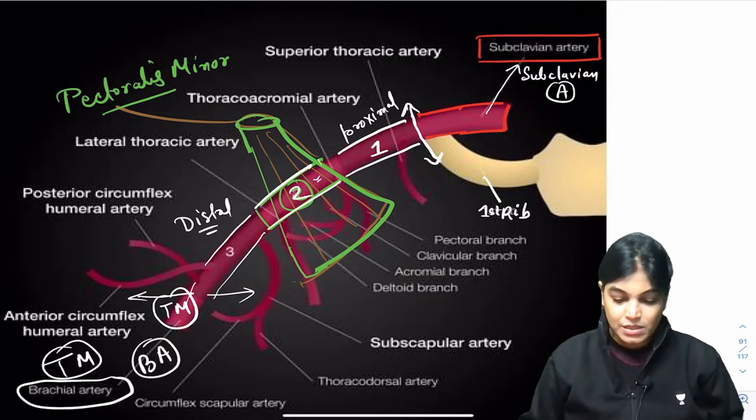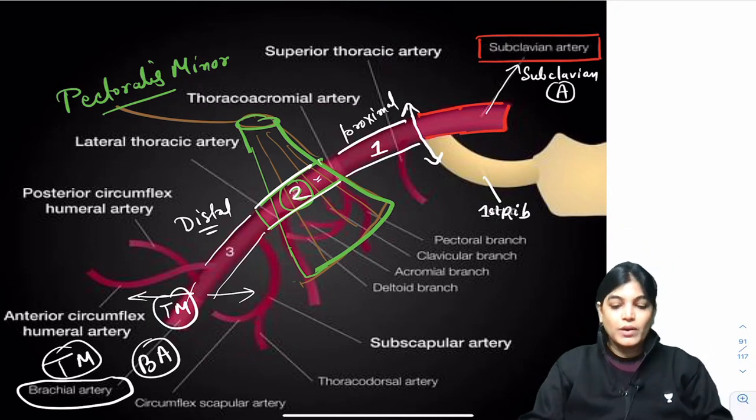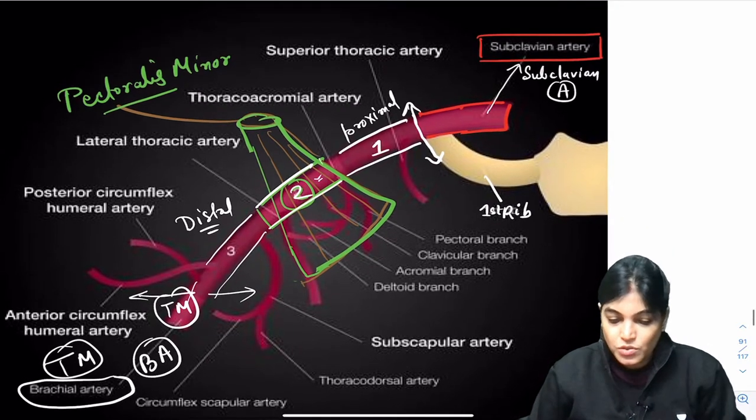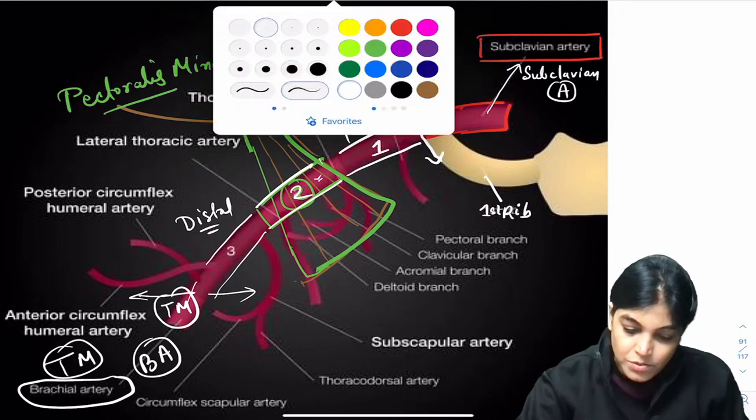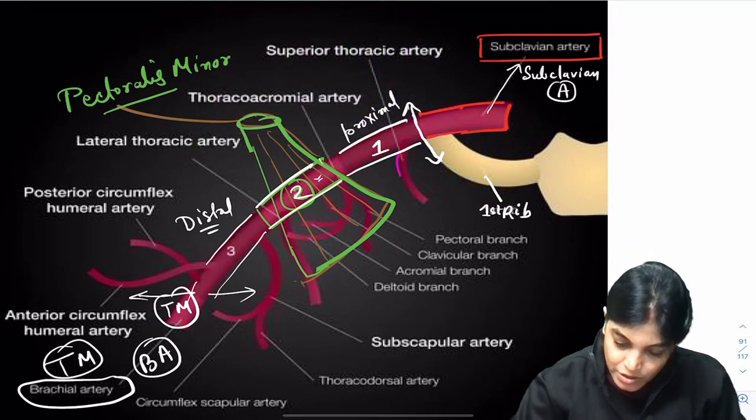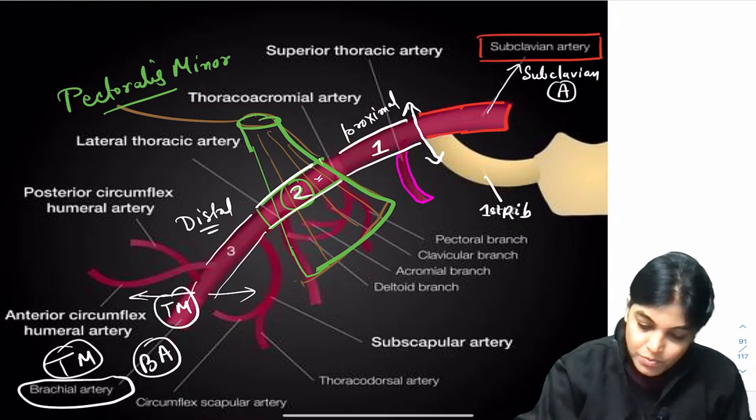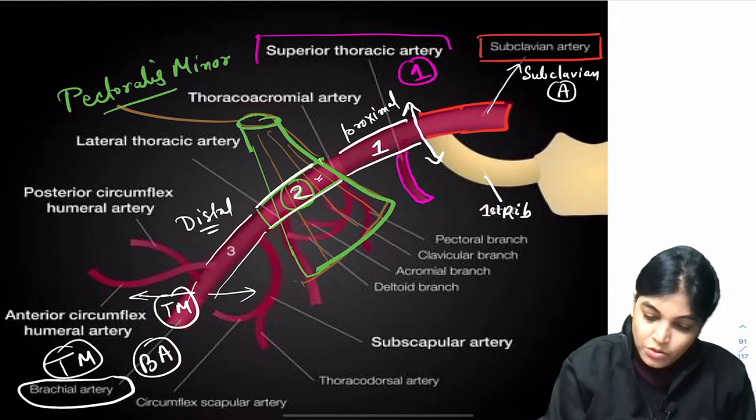It is written here also. This is the brachial artery. Now the branches from the first part is just one. Just one branch from the first part, and that one branch is, see here, the superior thoracic artery.